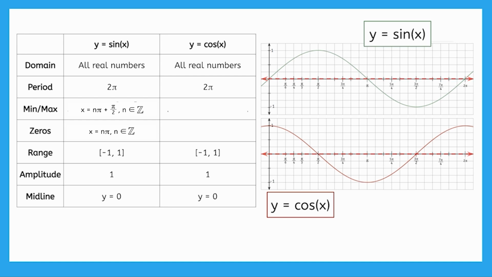The difference here is where the cycle starts for each function. When starting at x equals 0, sine starts at the point 0, 0 and completes one cycle at the point 2 pi, 0. Starting again at x equals 0, cosine begins at the point 0, 1 and completes one cycle at the point 2 pi, 1. This difference means that the function y equals cosine x will reach its minimums and maximums and zeros at different but familiar x values.